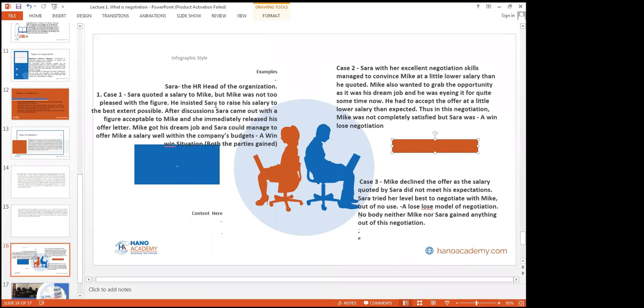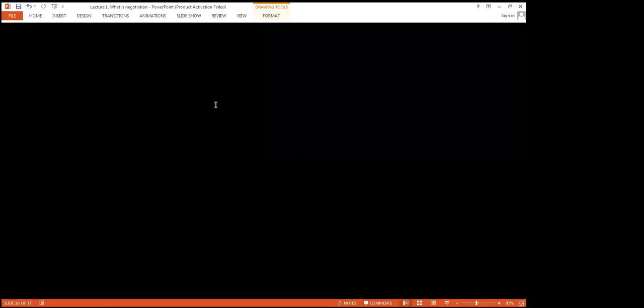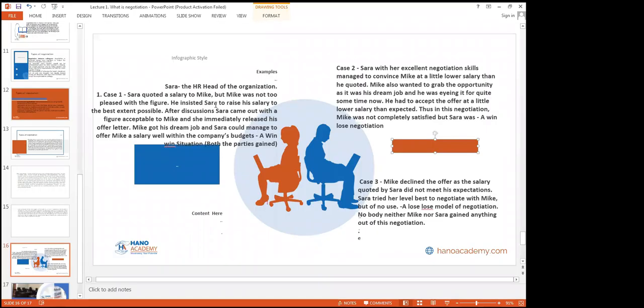Then we have also case three. Mike declined the salary quoted by Sarah. Sarah tried her level best to negotiate with Mike, but of no use. So this is a lose-lose model of negotiation. Neither Mike nor Sarah gains anything out of this negotiation. Mike did not get a job. Sarah did not get somebody to employ.